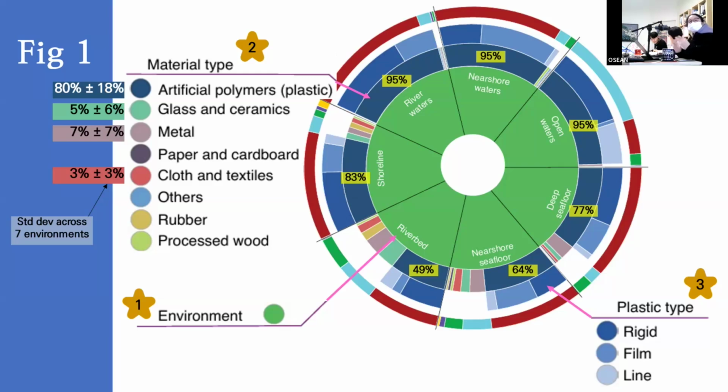On average, at each major environment, 80% of the items were made of plastic, followed by metal, glass, and fabric. As highlighted in yellow, the largest share of plastic was found in surface waters, followed by shorelines, and then below the surface, the proportion of plastic in the total litter increased progressively from 49% on riverbeds to 64% on nearshore bottoms and 77% on deep sea floors. We'll come back to star number 3, plastic type, later on.